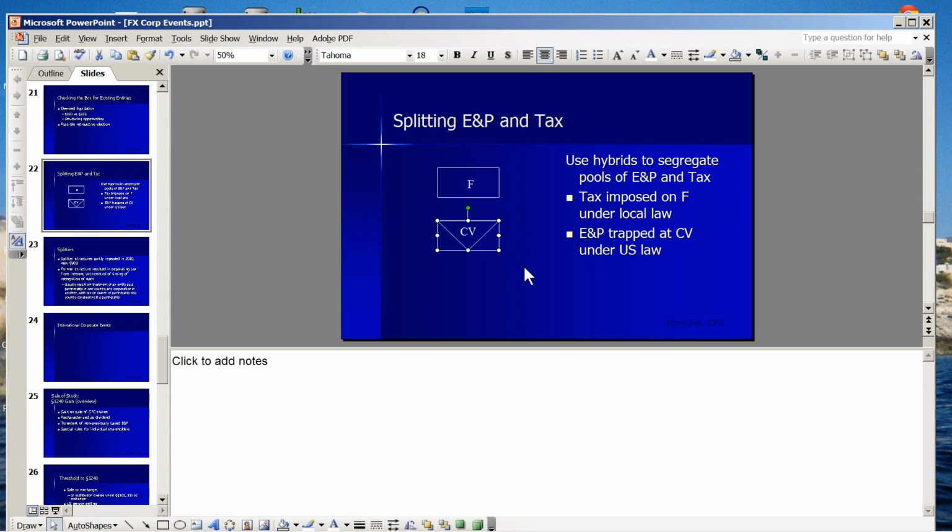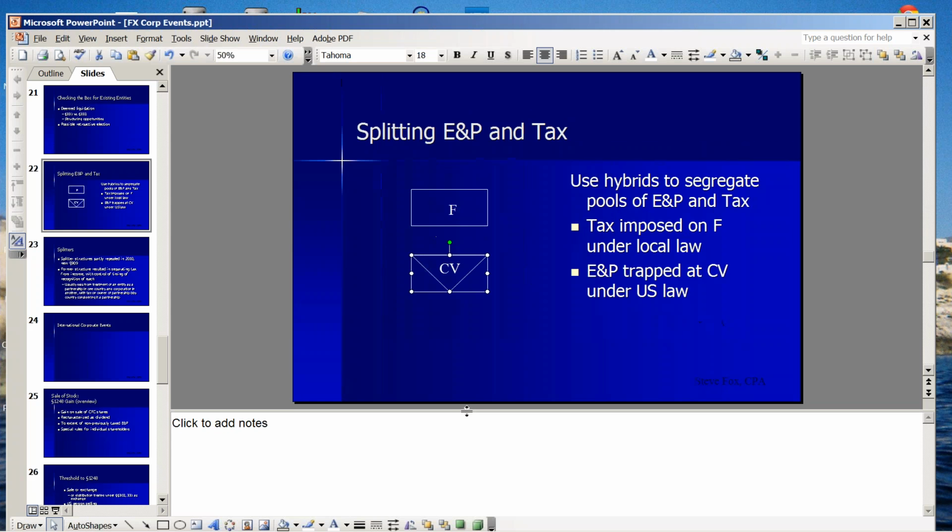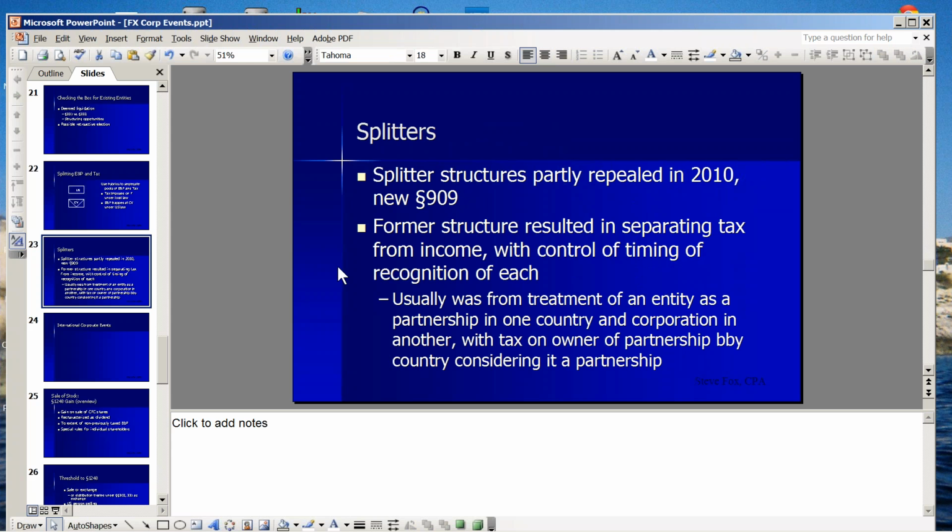Now, this was a really good trick for several things, not just for a foreign entity, but this had been used by some planners for a U.S. owner splitting earnings from the taxes. So the U.S. owner would have the tax and wouldn't have the income. Well, you know they had to do something about that. So Congress enacted Section 909 that partly got rid of splitter structures.